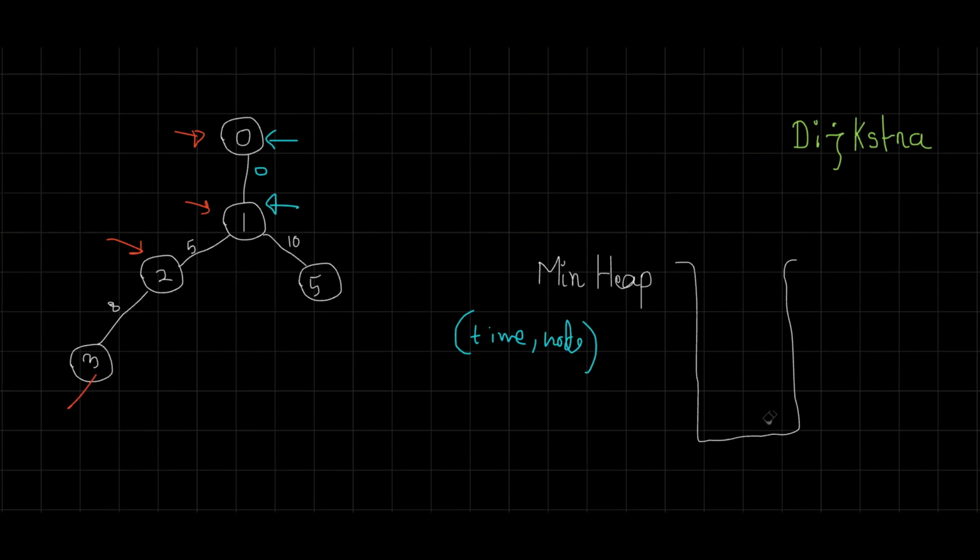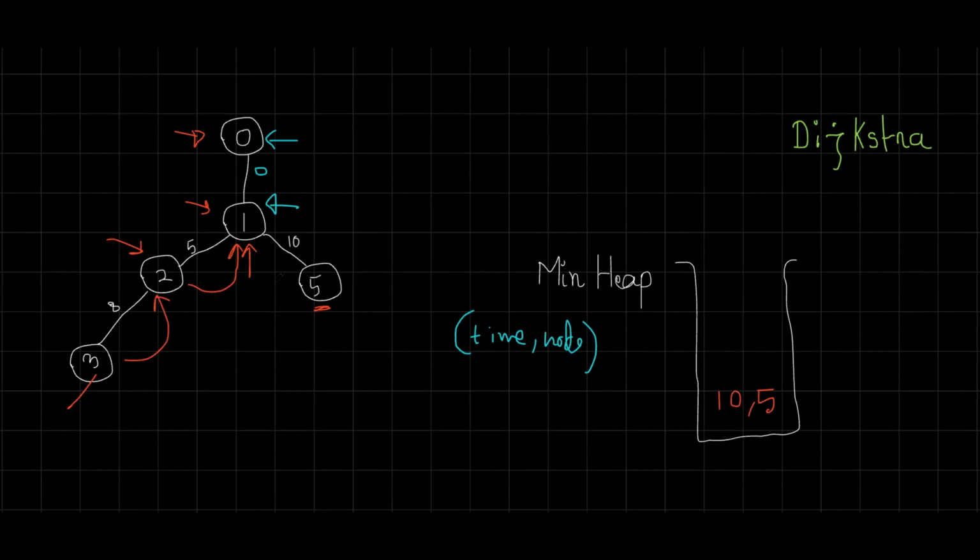Now, when we visited the node 1, its 1 children, which is 5, will also be inserted into the min heap. In those cases, we will insert the value 10 and 5. So here, suppose from 3, we will return and get back to the node 2. From 2, we will get back to the node 1.